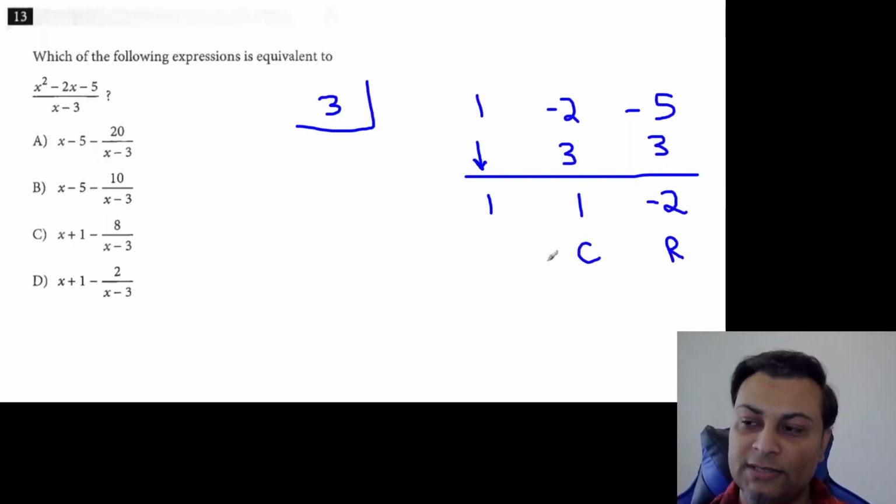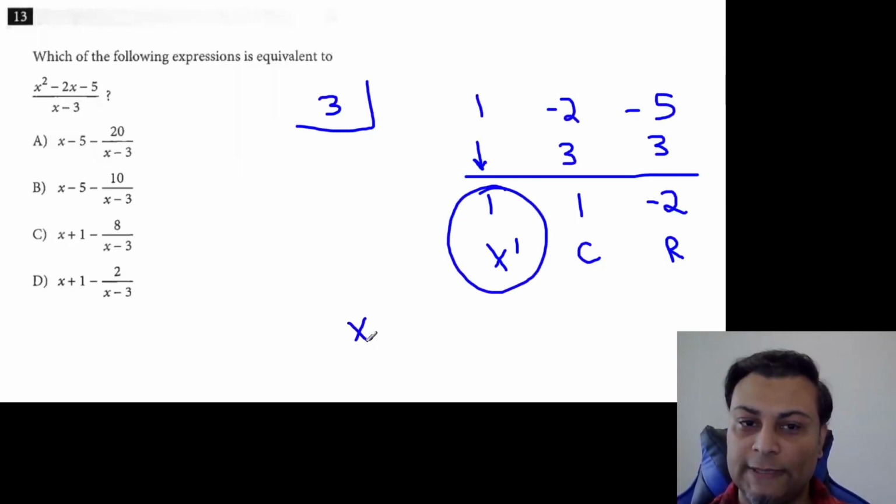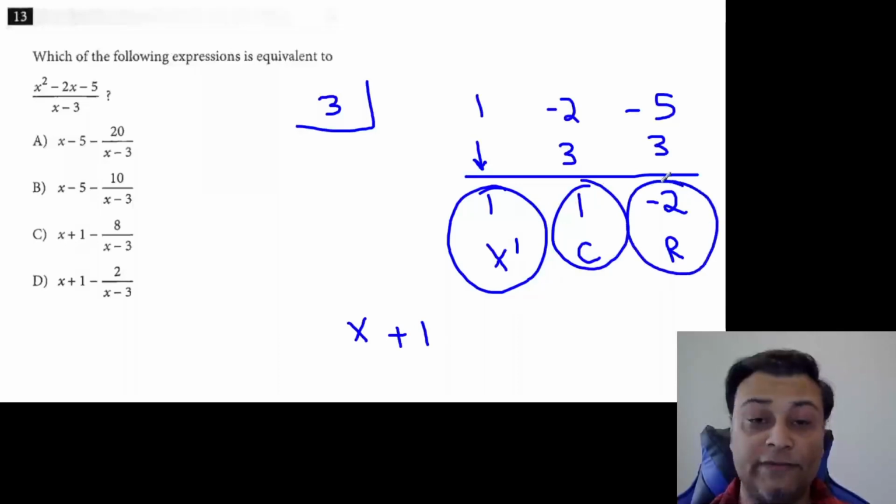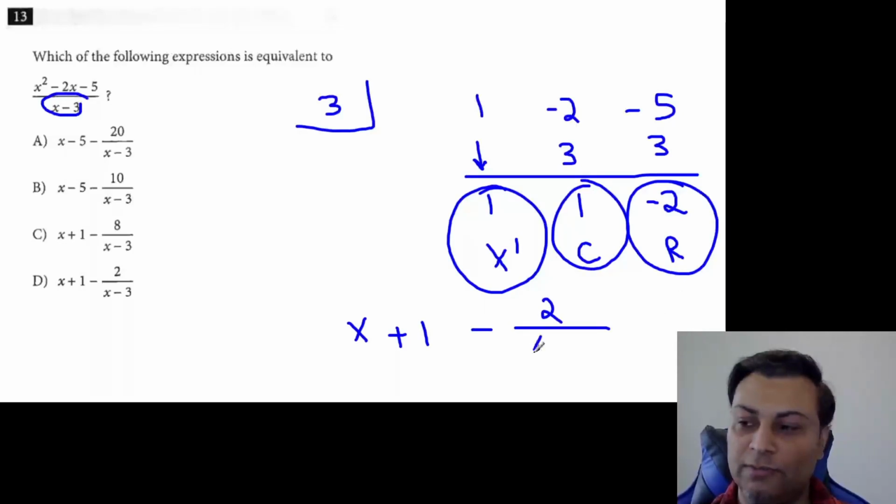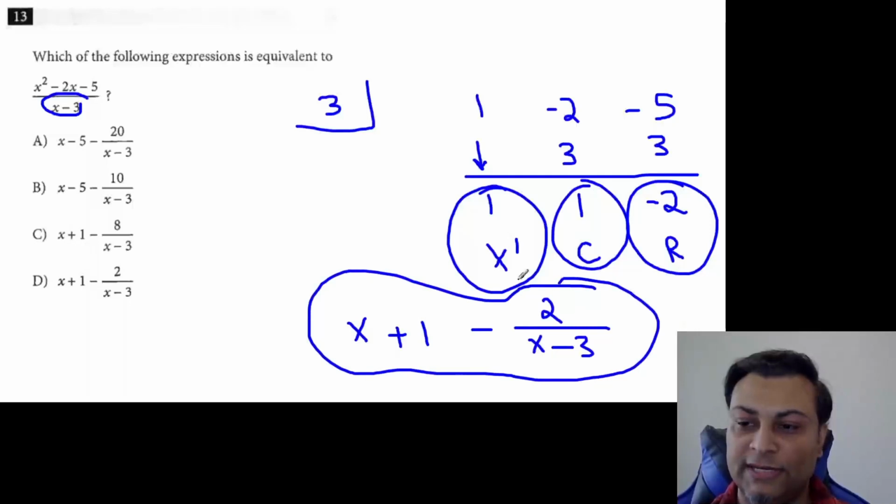This is the constant. This is x to the first. If we kept going, it would be x to the second, and so on, but there's nothing, but this is it for now. And so the final answer is 1x to the first plus 1 with a remainder of -2. So the remainder is -2 over x minus 3, the initial expression there. And that's the answer, which is D.